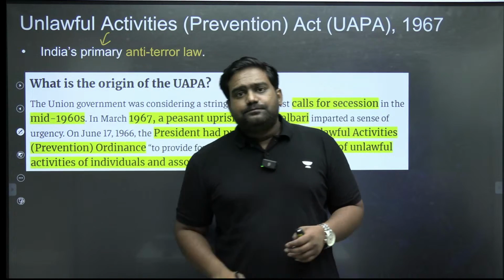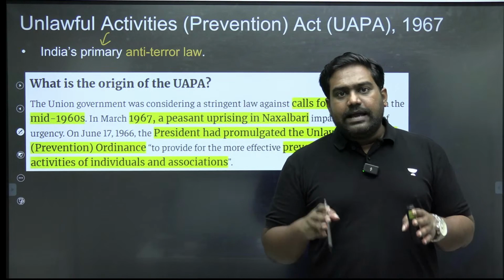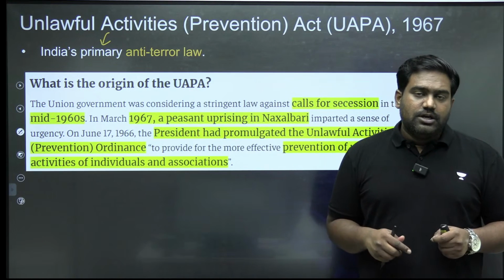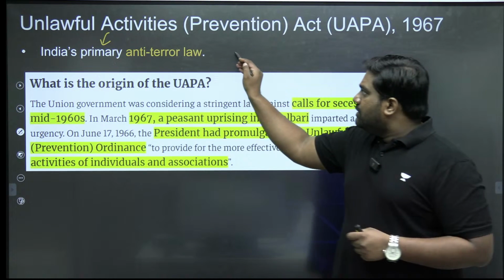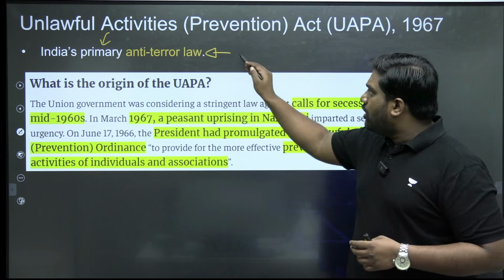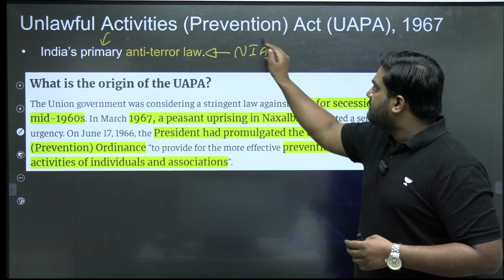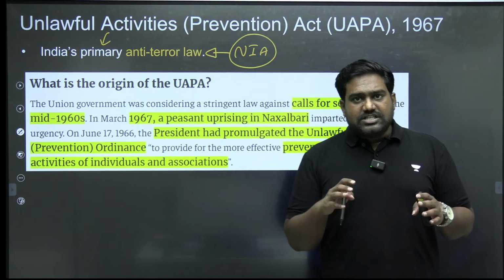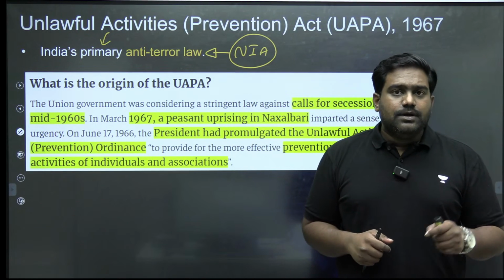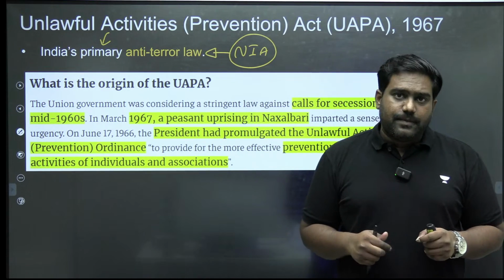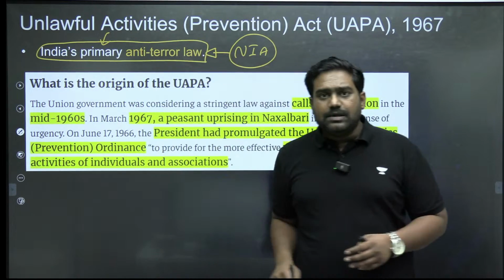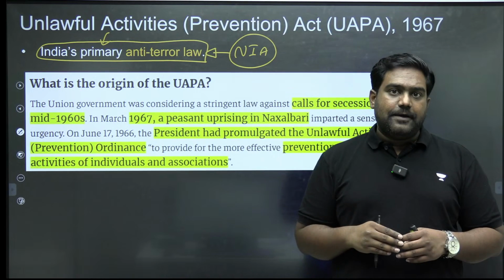The UAPA is India's primary law against terrorism. Today, the UAPA is primarily used to counter terrorism. In India, we have an elite central counter-terrorist law enforcement agency, the National Investigation Agency, which is responsible for investigating and prosecuting terrorism cases in the country. So in any terrorist case in the nation, it is UAPA which is invoked. This is the primary anti-terror law of India.